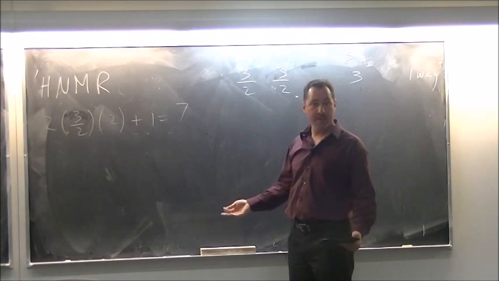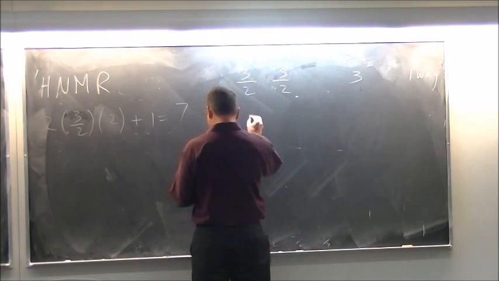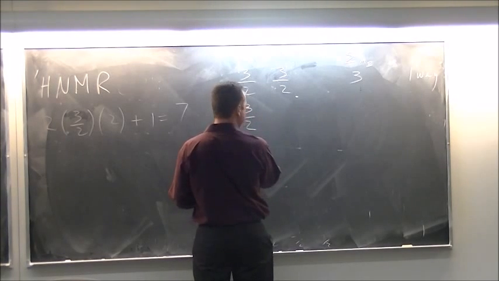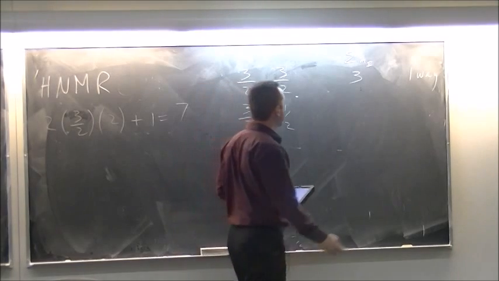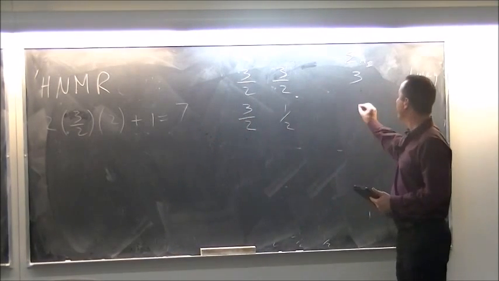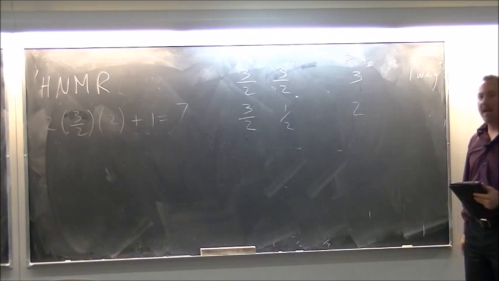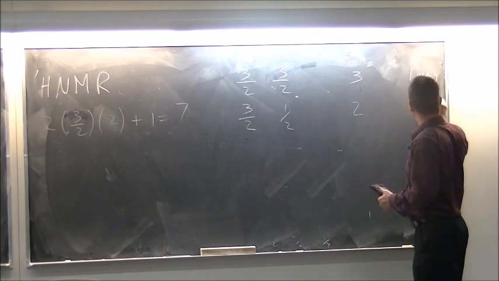The other case that you can have is that one still has 3 halves, and the other 1 half. Then your sigma mi is going to be 2. And how many ways? Yes, 2 ways.